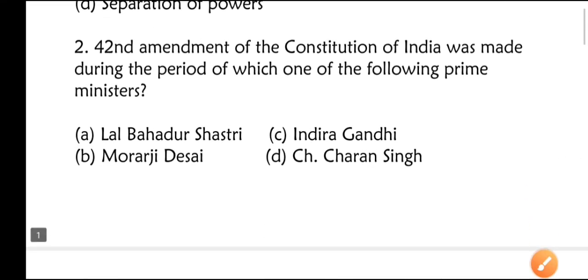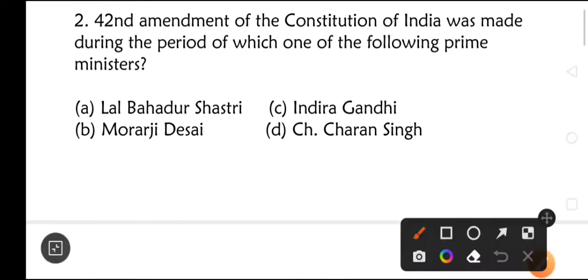Now coming to second question. 42nd Amendment of the Constitution of India was made during the period of which one of the following Prime Ministers? Options are Lal Bahadur Shastri, Morarji Desai, Indira Gandhi, Chaudhry Charan Singh. Okay. The correct answer is Indira Gandhi. It was during her tenure the 42nd Amendment of the Constitution was brought.